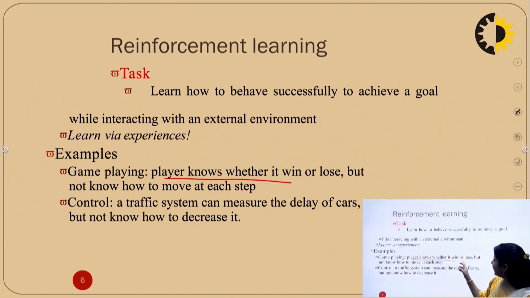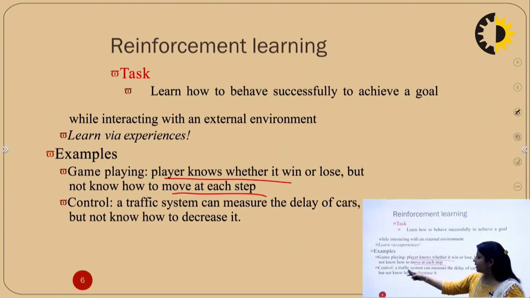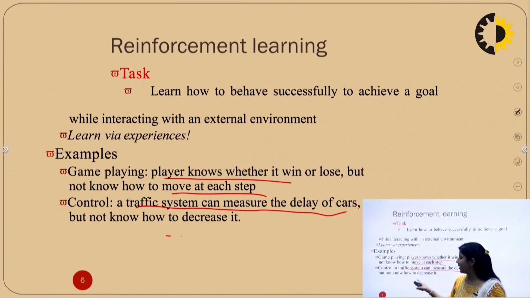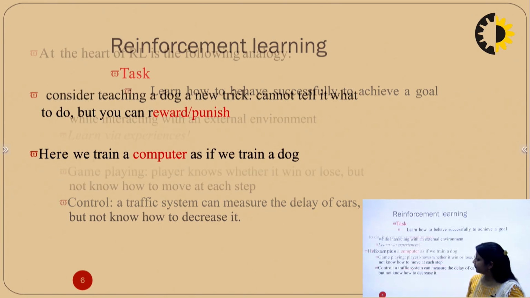I already told that the player knows whether they win or lose, but doesn't know how to move at each step. So this is very important, how this learning helps the user when there is a game system or, say, a traffic control system that measures the delay of cars but doesn't know how to decrease it. These are some real life problems that we can solve with the help of reinforcement learning.